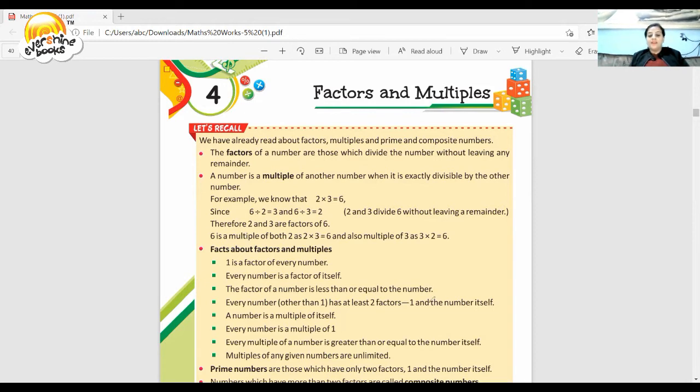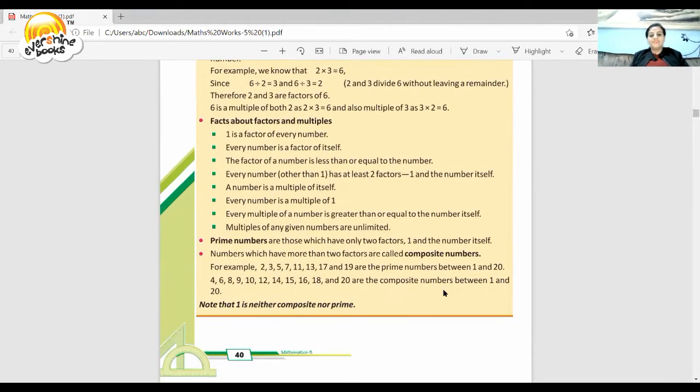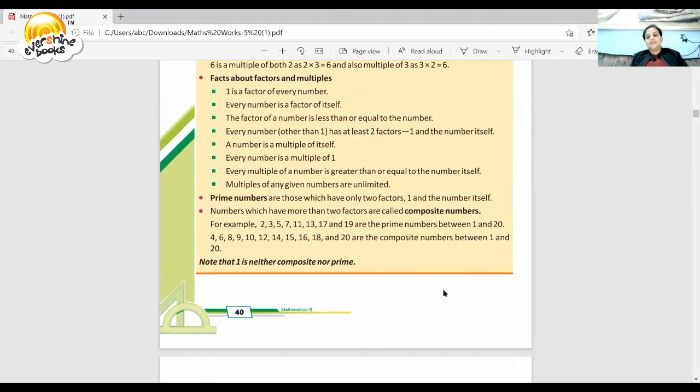Facts about factors and multiples that we are going to learn. One is a factor of every number. We always start our table with 1: 6 ones are 6, 7 ones are 7. So 1 is a factor of every number. Every number is a factor of itself, because every number comes in its own table. The factor of a number is less than or equal to the number. It can be less than the number or equal.